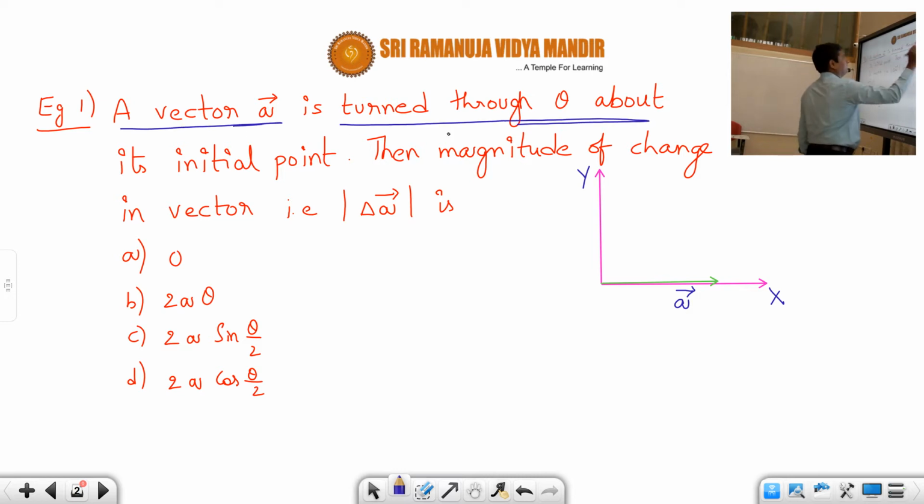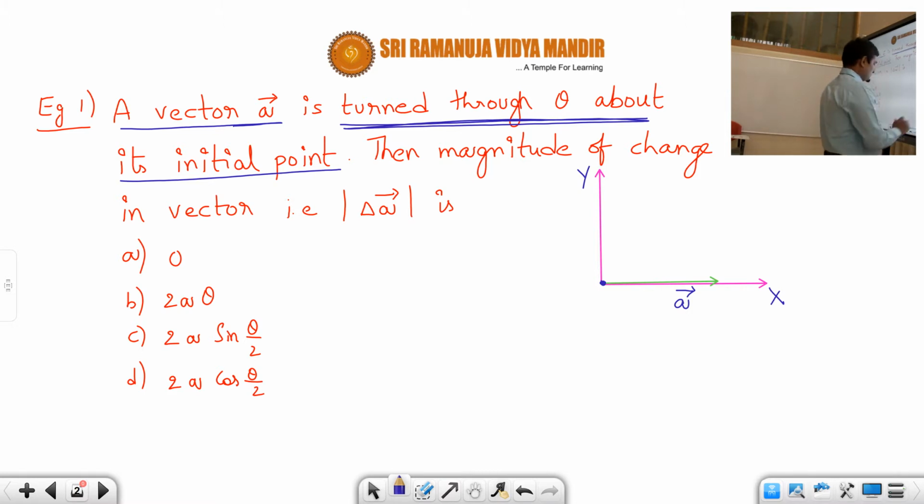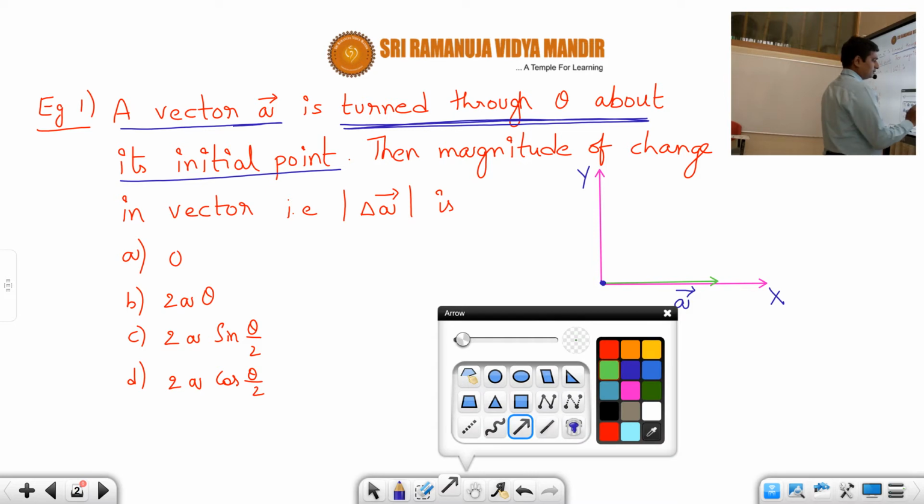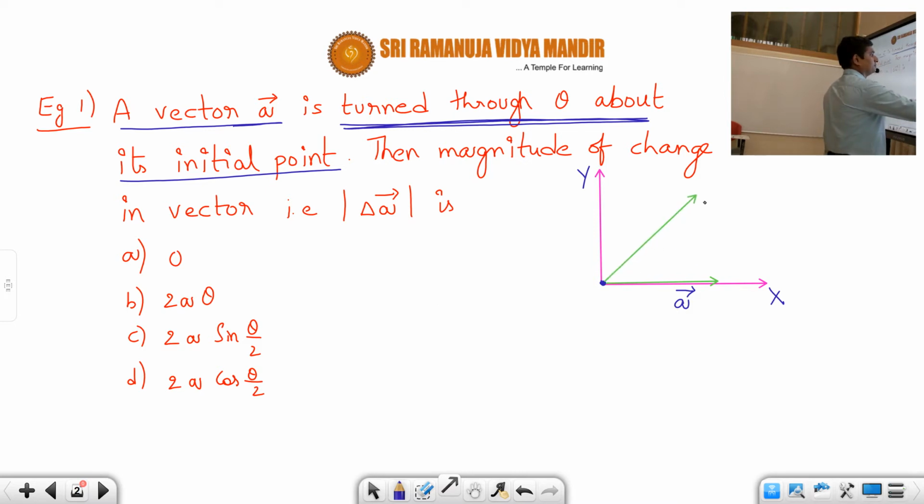is turned through an angle theta about its initial point, that means keeping the initial point here only, we are just turning it like this by an angle of theta. Then what is the magnitude of change in the vector? Suppose it has turned by this much, an angle of theta.